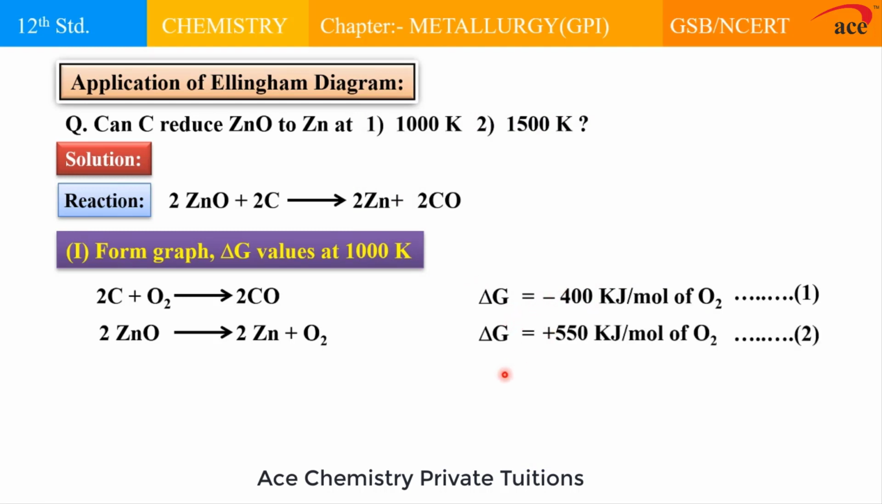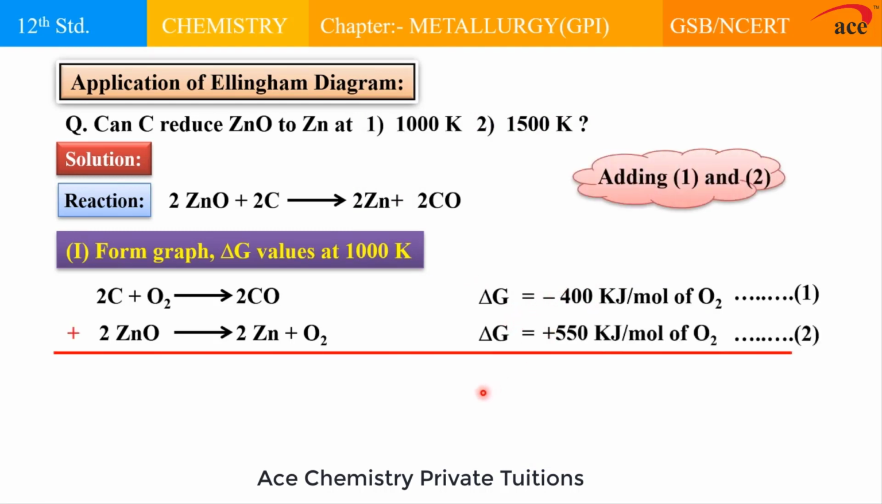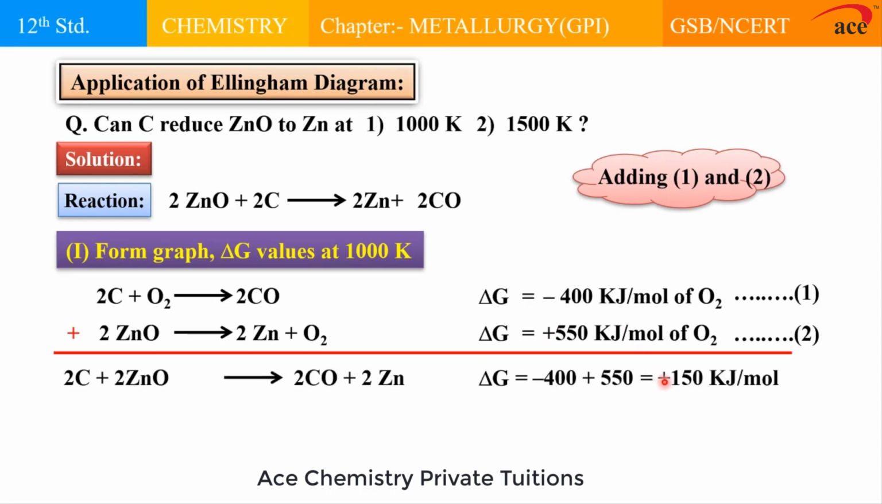Now if you add these values, student, what is the final answer you get? If you add it, you will get 150. Irrespective of the values, can you please check this sign? It comes out positive. It means the reaction is not feasible. So this reduction cannot be carried out at 1000 Kelvin.